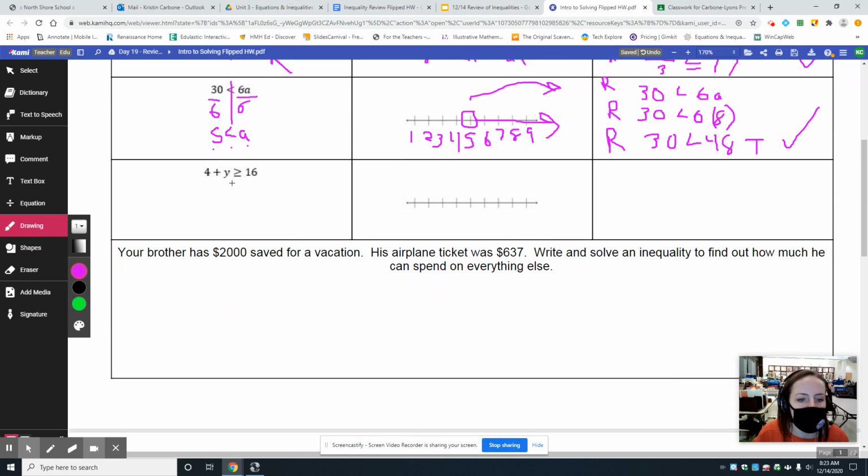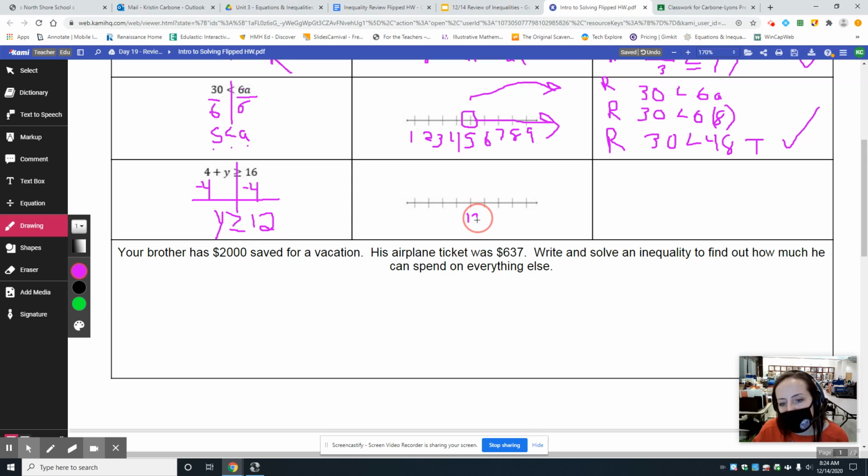Alrighty. Drop our brick wall. Again, if you're feeling competent and confident, go ahead and try this one yourself. If not, stay here with me. This is a positive 4. The opposite of a positive 4 is a negative 4. So we're going to minus 4 from both sides. So we end up with y is greater than or equal to 12.